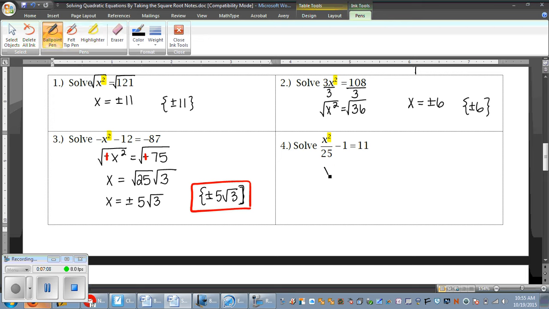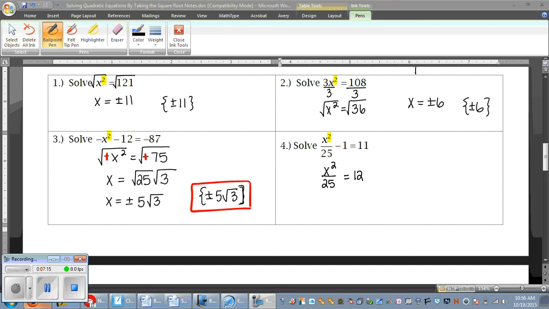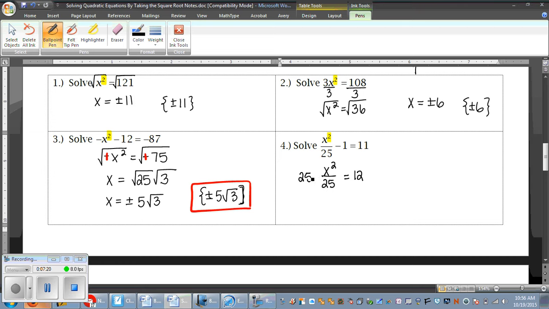On number 4, I'm going to add 1 first. I'm going to multiply both sides by 25 to get rid of the denominator. And I'm going to take the square root of both sides. Again, 300 is not a perfect square, so I split it into 100 times 3. The square root of 100 is 10. The 3 stays underneath the square root, and I put a plus or minus on my answer.